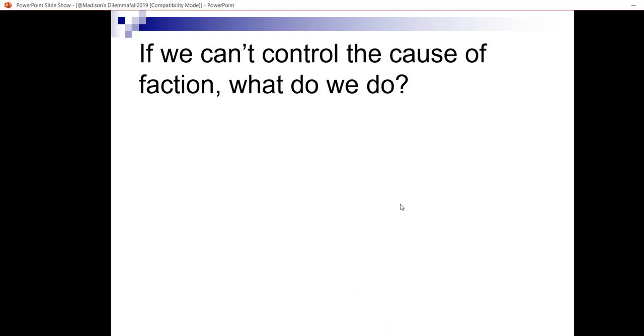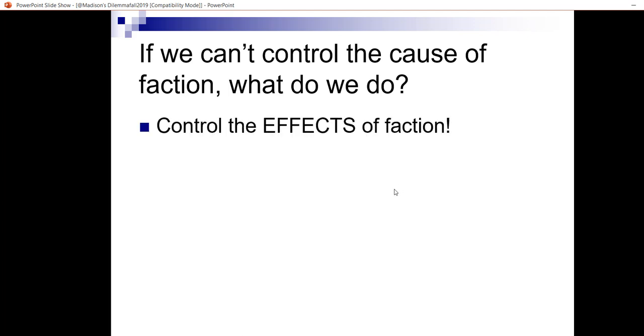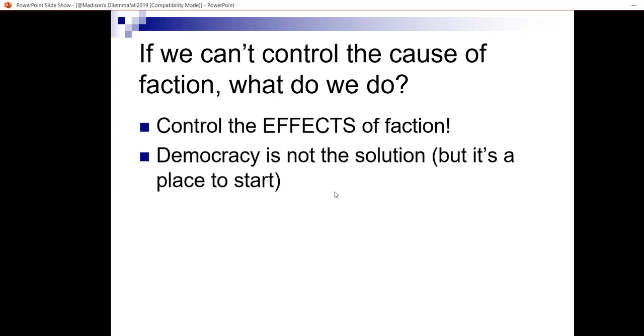So if we can't control the causes of faction, what do we do? Madison says, well, of course, we control the effects of faction instead. And Madison argues that you can't control the effects of faction just by setting up a democracy, but it's a good place to start. Democracy allows the people to have a say in their government. A democracy is not a monarchy, so there's not just one person in charge.